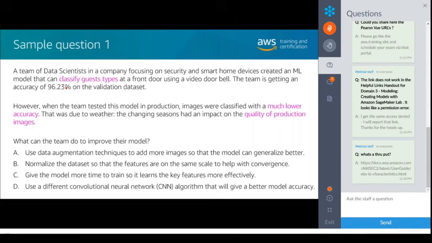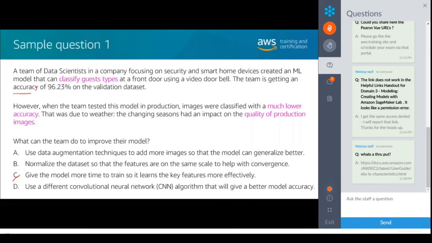So give the model more time to train so it learns key features more effectively. Well, that's just waiting longer and actually possibly overfitting more. So I don't really like C. And what about D? Use a different convolutional neural network algorithm that will give a better model accuracy. Well, we're not having problems with accuracy. We're getting extraordinary accuracy, so that's not really going to help me here either.